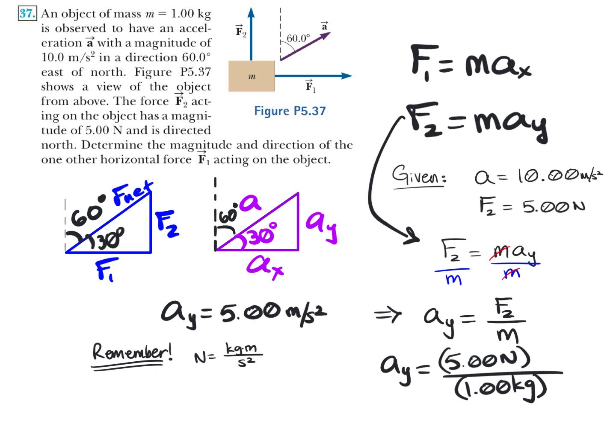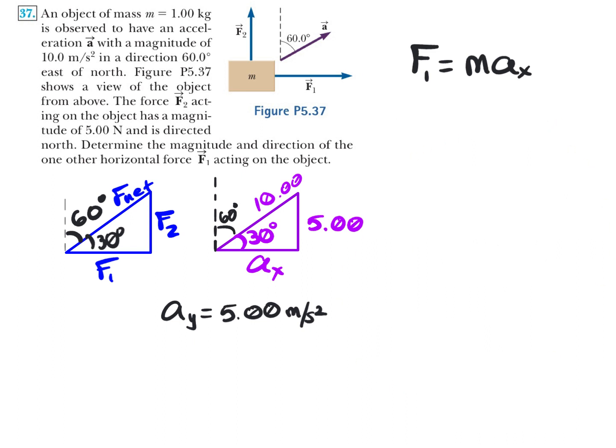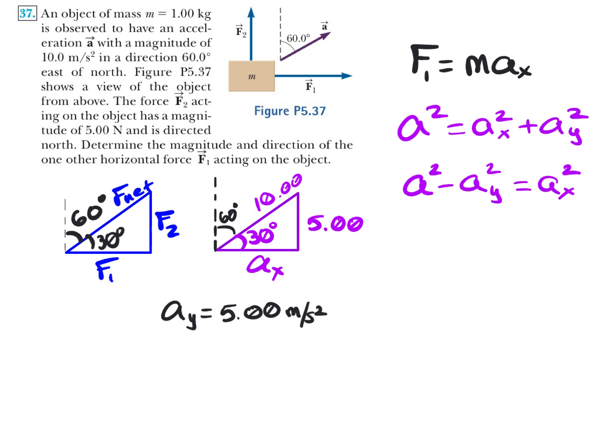So now for my acceleration triangle, I'm going to plug in the numbers that we know, 5 and 10, and then we could simply solve for a_x. Delete this part over here so I can make room. I could use the Pythagorean theorem to find a_x. a squared is equal to a_x squared plus a_y squared. Solving for a_x will give us a_x is equal to the square root of a squared minus a_y squared.